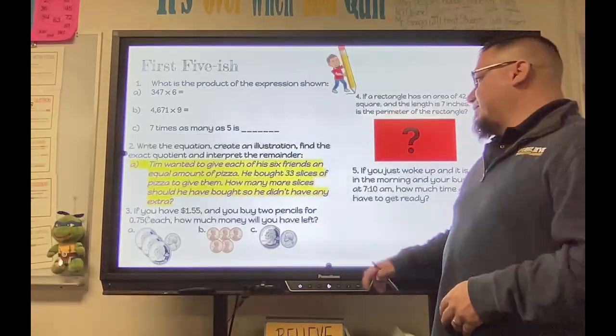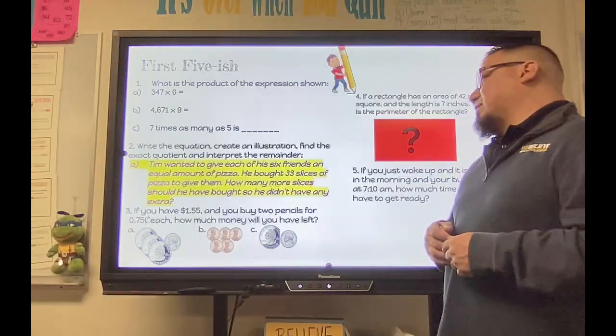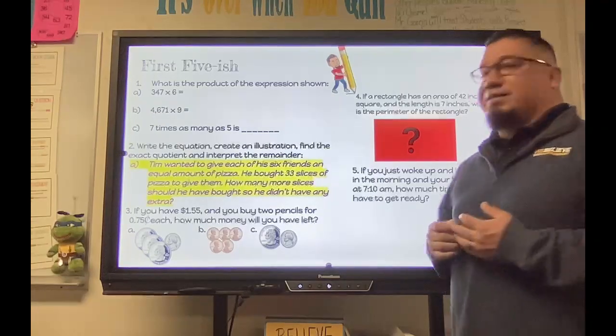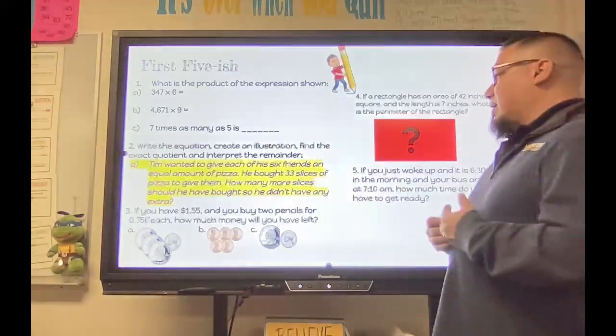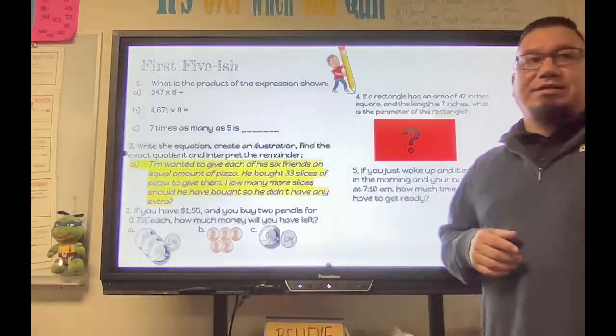Now for the next one, Tim wanted to give each of his 6 friends an equal amount of pizza. He bought 33 slices of pizza to give them. How many more slices should he have bought so he didn't have any extra?